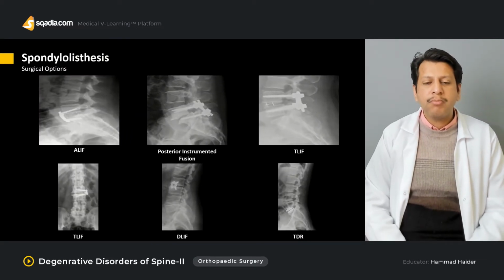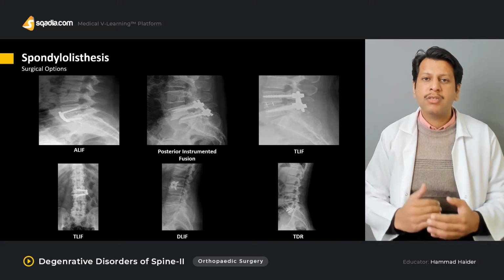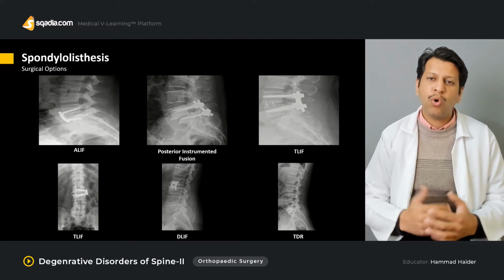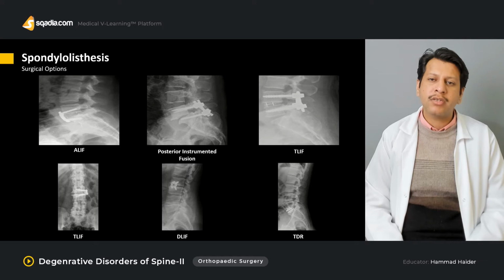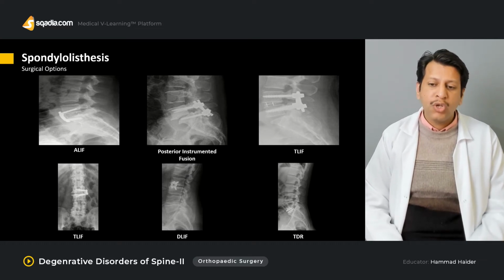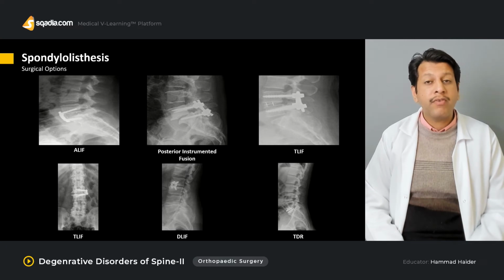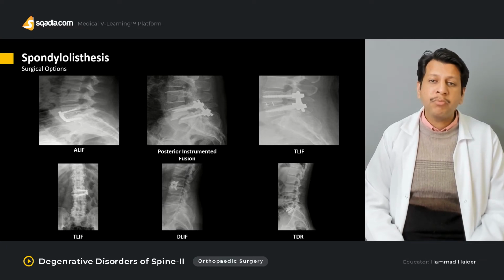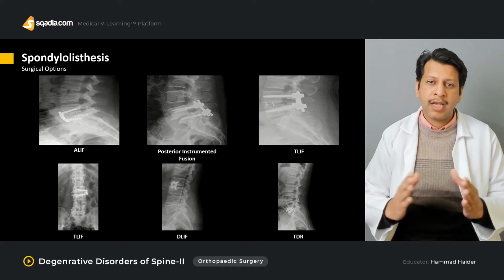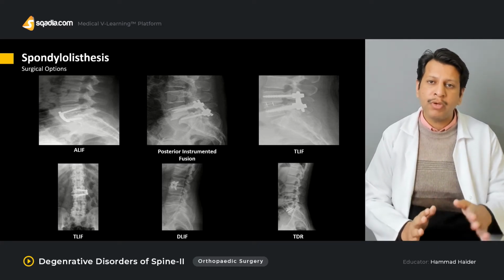From then onward, we will be discussing the conservative as well as the surgical treatment of spondylolisthesis. Usually the initial treatment is always conservative, but we'll also briefly discuss the specific surgical treatment for spondylolisthesis, which may include anterior interbody fusion, posterior fusion without decompression, or posterior fusion with decompression. We'll also briefly discuss the TLIF, DLIF and DDR as well, which are rarely done for spondylolisthesis, but as they are sometimes done, we'll briefly go through that as well.